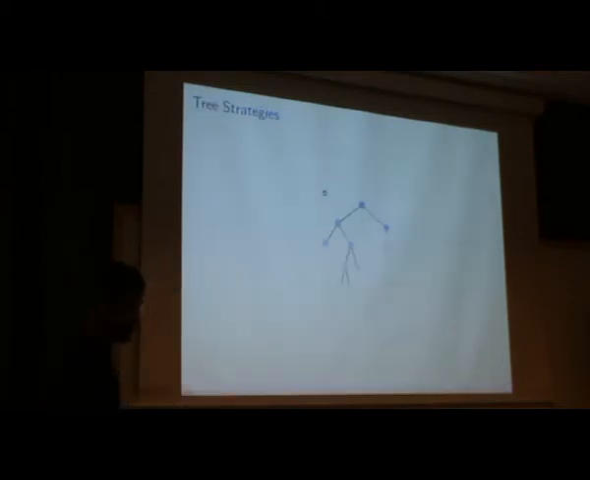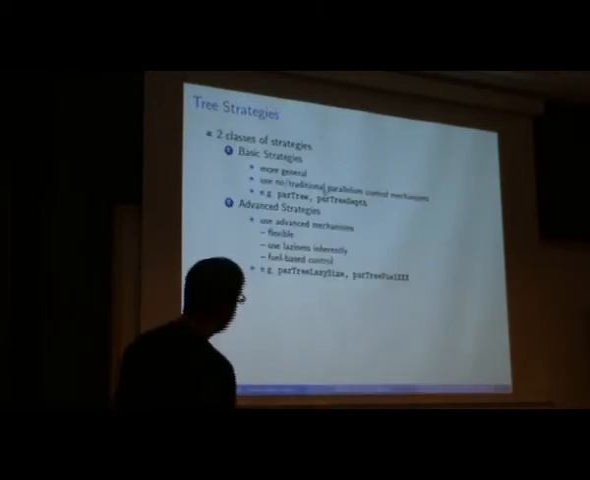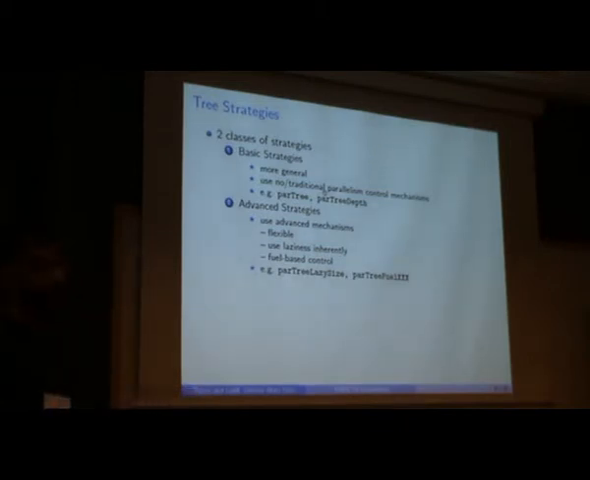So now we move to tree strategies, which are actually more interesting strategies and also more challenging given the non-contiguous nature of this particular data type. So we have implemented two classes of strategies. We have the basic strategies, which are more general, so they either use no parallelism control at all or some basic control mechanism. For example, we have part 3 and part 3 depth, which we will look at in a moment.